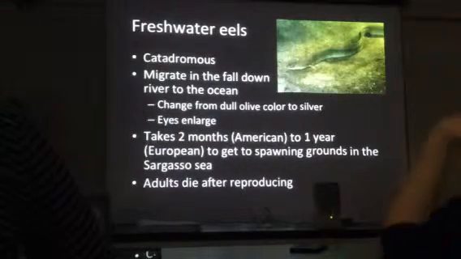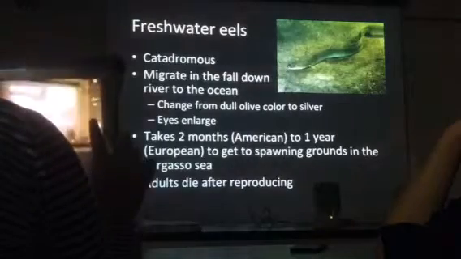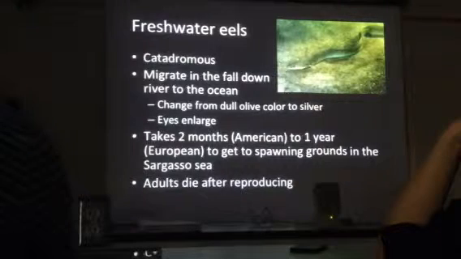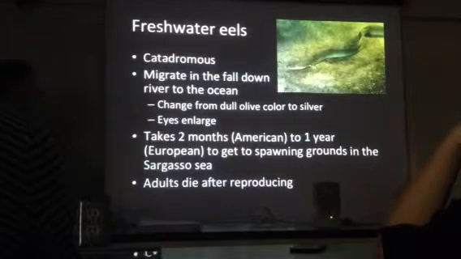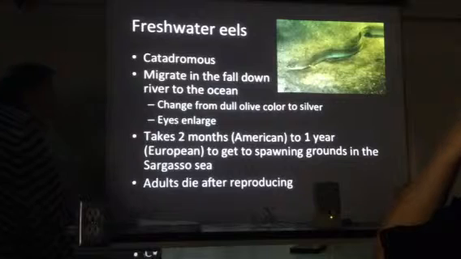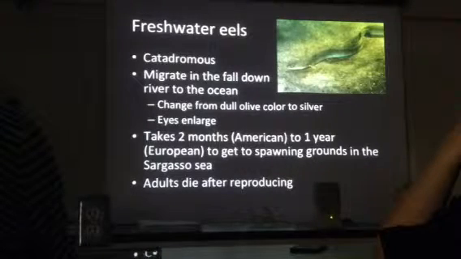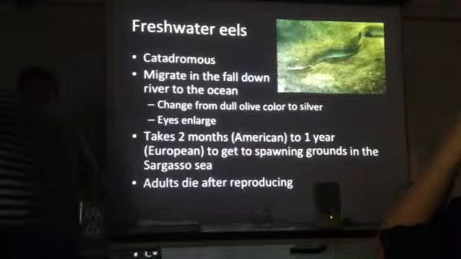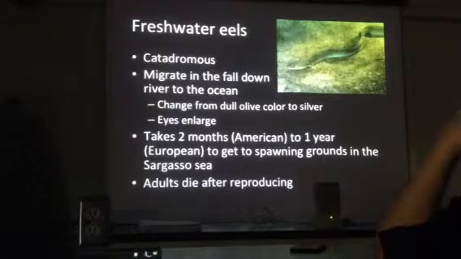Another example of that are freshwater eels. They're catadromous. They'll migrate in the fall down the river to the ocean, get to spawning grounds, and they go out to the Sargasso Sea. So they travel pretty far, typically. And kind of like salmon, after they spawn or reproduce, they typically die.